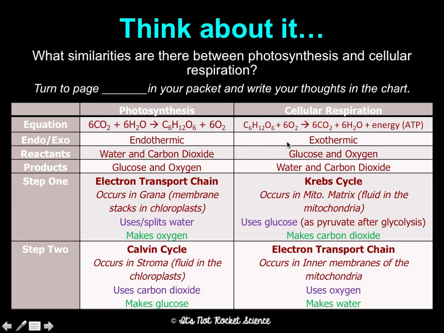Photosynthesis is endo, while cellular respiration is exo. The reactants of photosynthesis are the products of cellular respiration and vice versa. You can also see the similarities here. They're super similar processes, but they're basically just opposites.